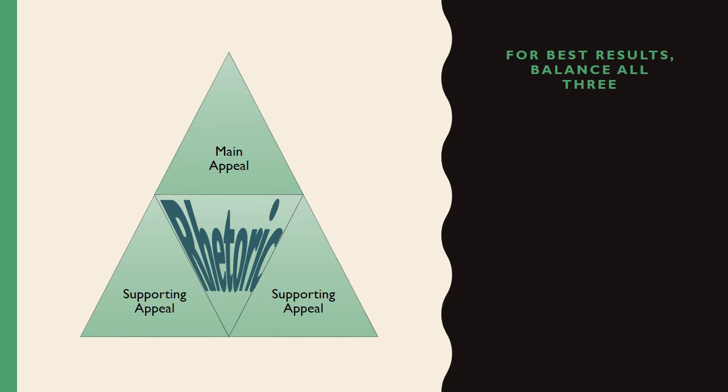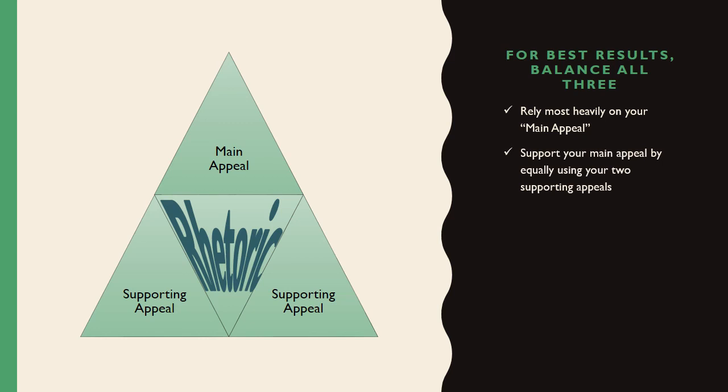So lastly, and this should go fairly quick, you want to be able to balance all three of these. In order to use rhetoric effectively and get people on your side and agreeing with what you're saying, you want to balance the three. So you'll have a main appeal, which you will rely most heavily on. So you have to decide, are you going to appeal mainly to logos or ethos or pathos? And then you'll support that appeal by equally using the support appeals. If logos is your main appeal, then ethos and pathos are going to be your supporting appeals, meaning you don't use those as much as you use logos.